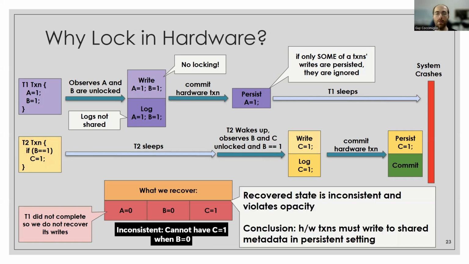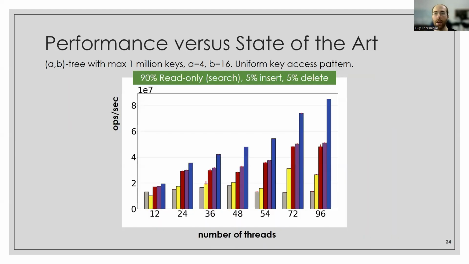And this resulting state is inconsistent. It violates opacity. So the conclusion here is that the hardware transactions have to write to shared metadata in the persistent setting. And this is a big inspiration for our approach to Nv-Halt, where we are locking on the hardware path. All right, so let's see how effective this is.